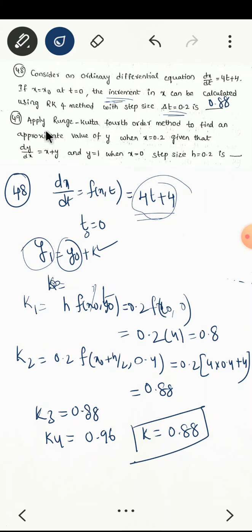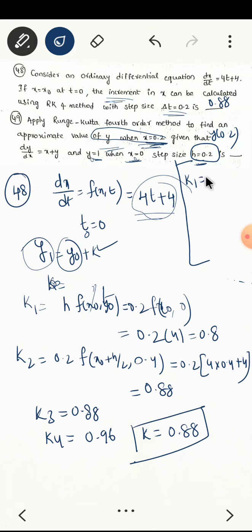Then finally, 49th question on Runge-Kutta fourth order. I'll just give it for practice, you people solve it. So x is 0.2. Given dy by dx, they have given the function, they have given the initial condition also. X naught is 0, y naught is 1. Then step height also they have given. Apply Runge-Kutta method to find the value of y at 0.2. That means y of 0.2 they want. Here step height is already 0.2, that means only one iteration. So I will give the answers for the 49th question.